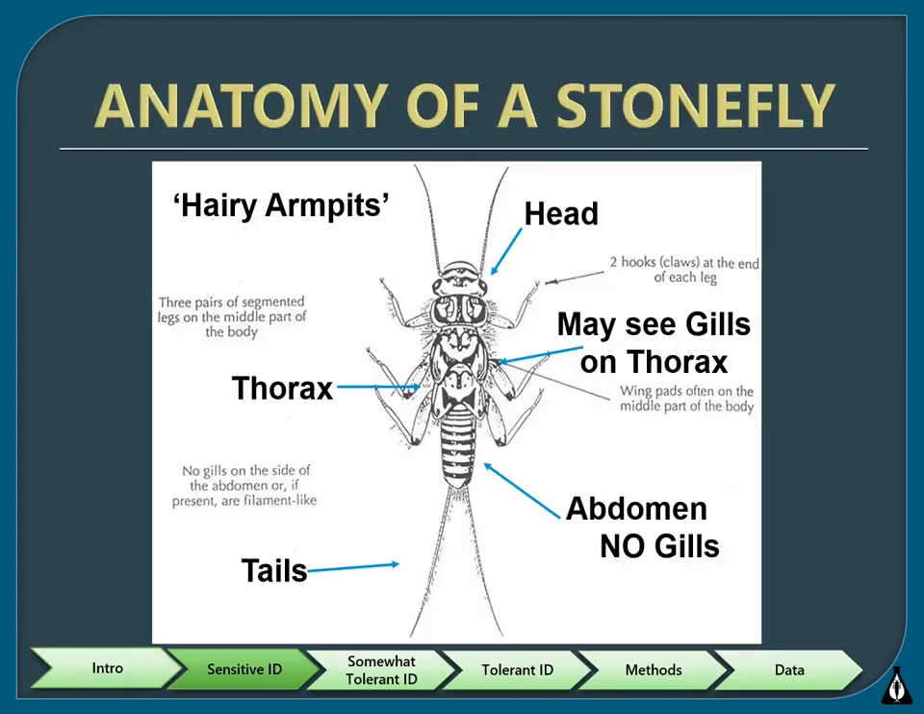This is a stonefly nymph. It is the most pollution-sensitive macroinvertebrate you will collect. It has a head, thorax, and abdomen. There are no gills on the abdomen. Instead, the hair-like gills are on the thorax under the legs. The stonefly has 2 tails. The key identifying characteristics are the 2 tails and gills on the thorax.